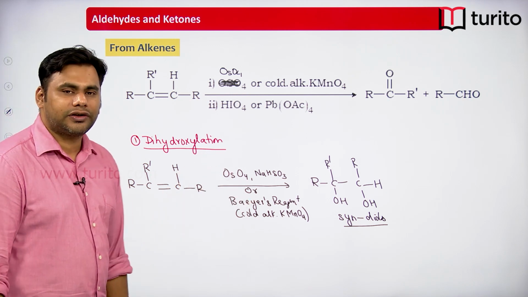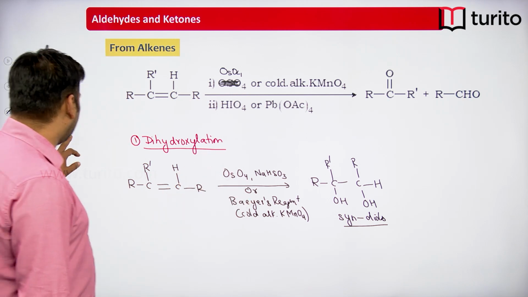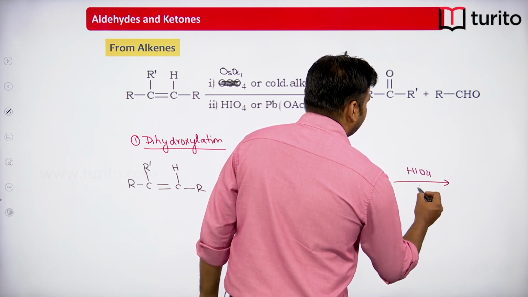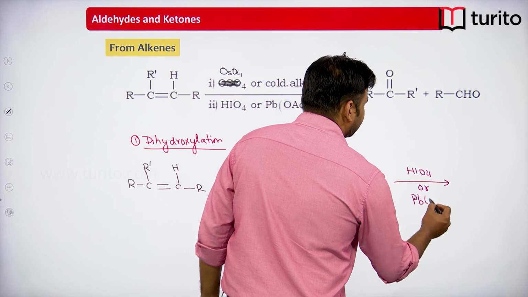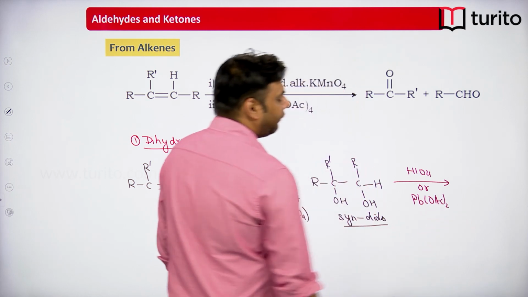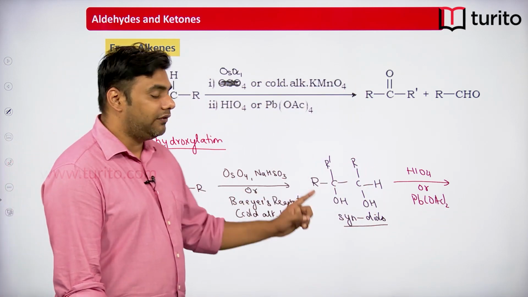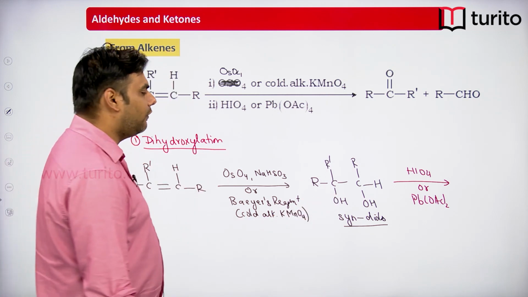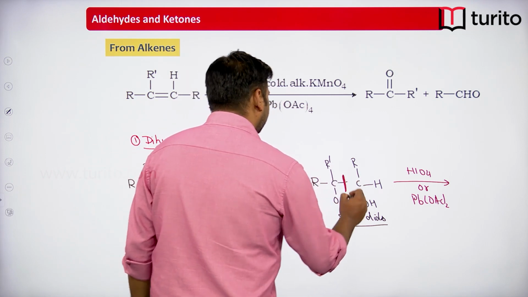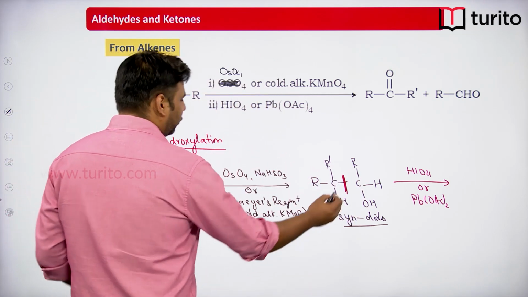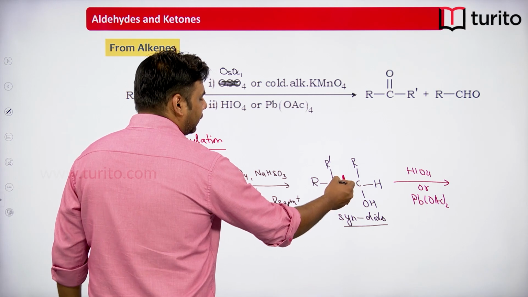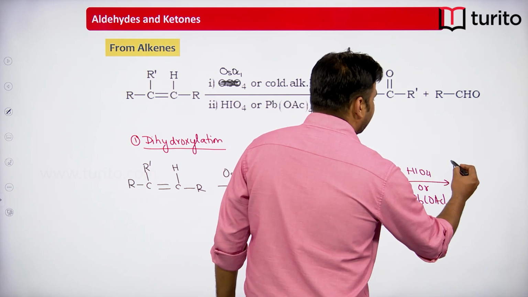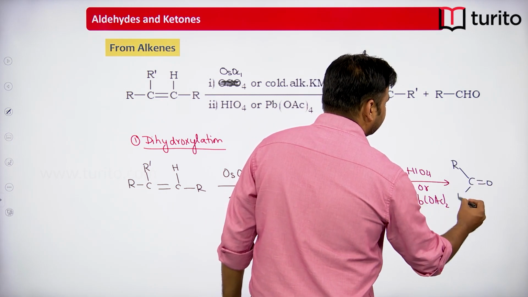Now once we have got a syn diol, or a vicinal diol, we can oxidize it using lead tetraacetate or periodic acid. This we have discussed in the chapter of alcohols. We generally say that whenever we have 1,2-diols or vicinal diols, they will be oxidized by HIO₄. So basically you have to break this bond. Now once you break this bond, you just put an OH over here and an OH over here. So this will oxidize into a ketone and this will oxidize into an aldehyde. So we get a molecule of aldehyde and ketone.